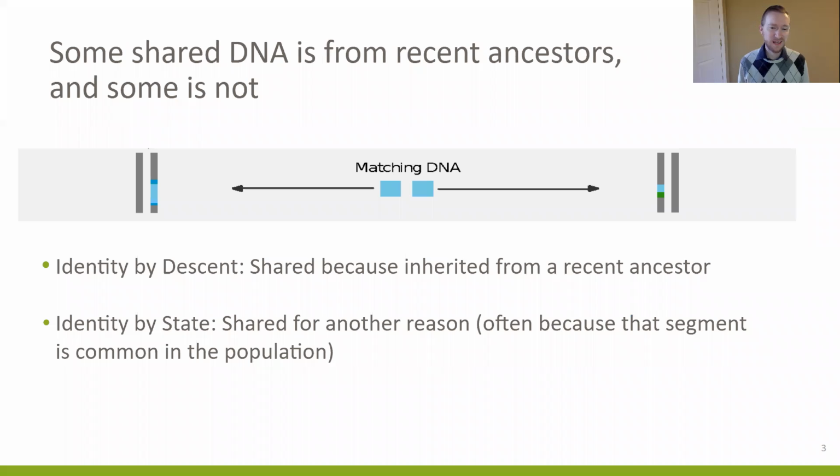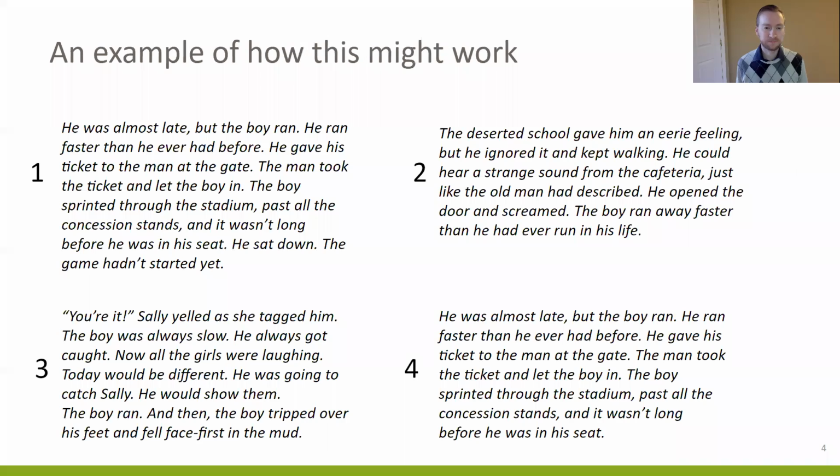But not all the DNA we share with others has been inherited from a common ancestor. Population geneticists have known this for a long time. They've named DNA that is shared because it was inherited from a recent ancestor IBD, or identity by descent. DNA that is shared for another reason is called identity by state, or IBS. If a DNA segment is common in the world, or in a certain population, it can be shared between a lot of people who aren't closely related.